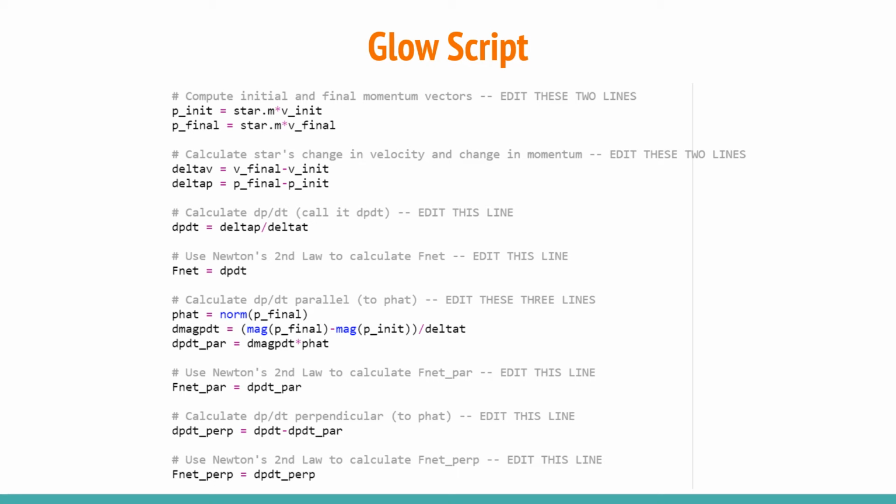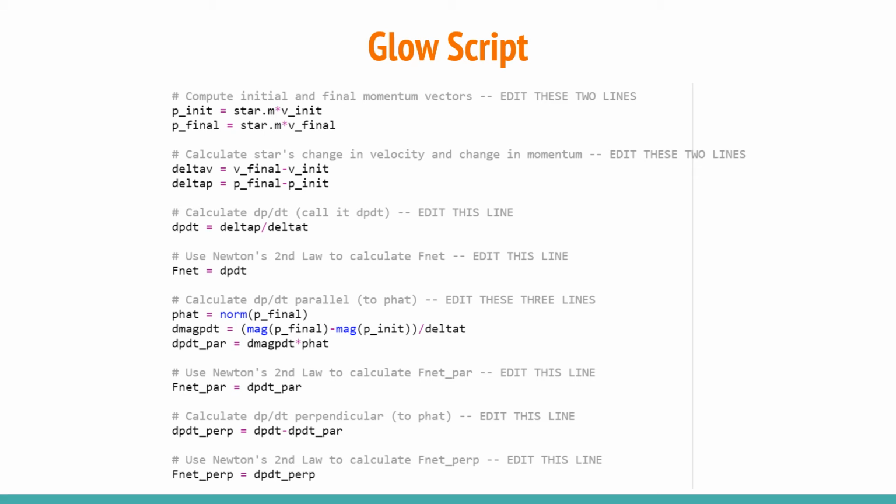I set the initial and final momentum vectors equal to the star's mass times the initial and final velocities respectively. I made the change in velocity equal to the final velocity minus initial. I made the change in momentum equal to the final minus initial as well. I made the dp dt equal to the change in momentum over the change in time. I made the net force equal to dp dt because Newton's second law tells us that the two are equivalent.